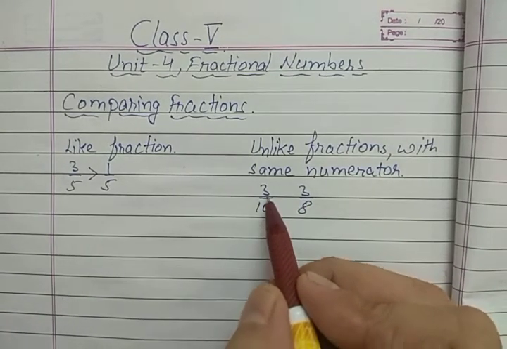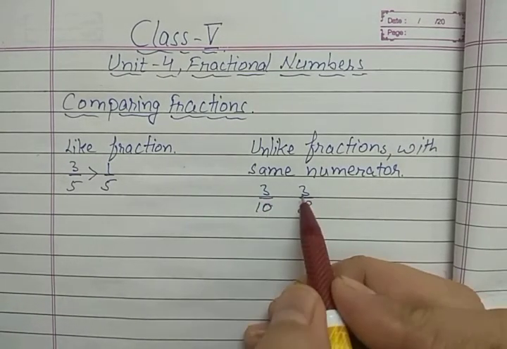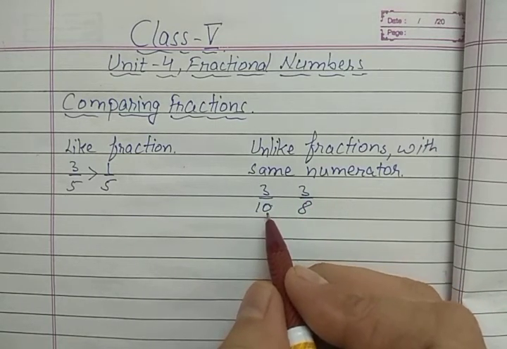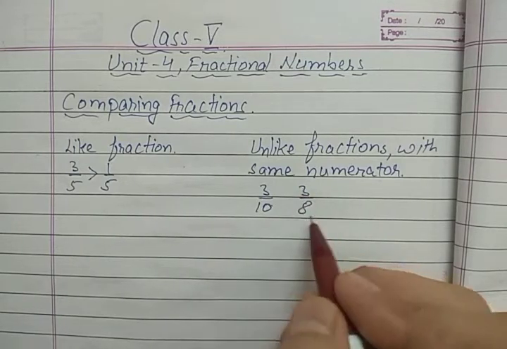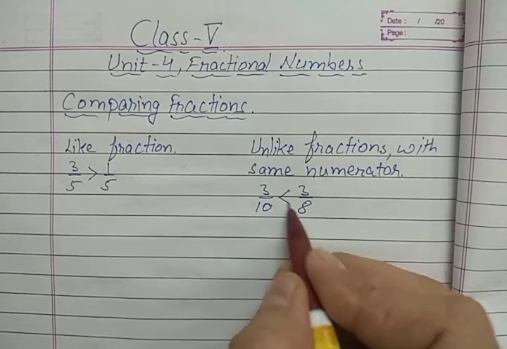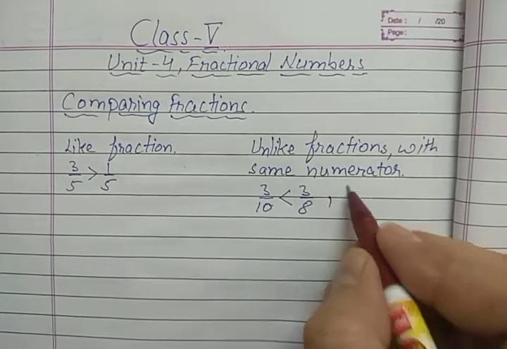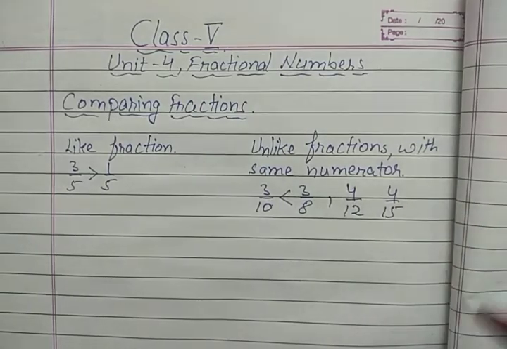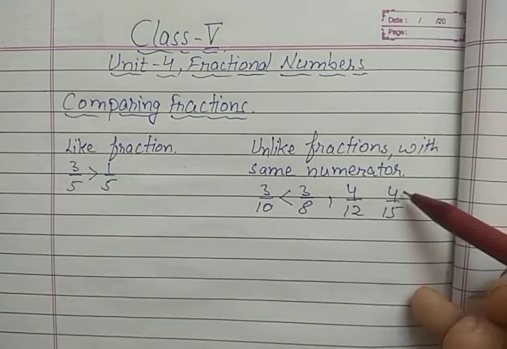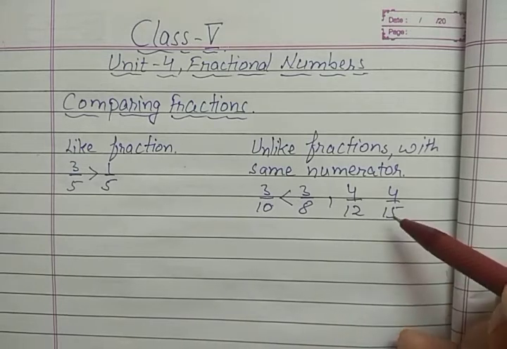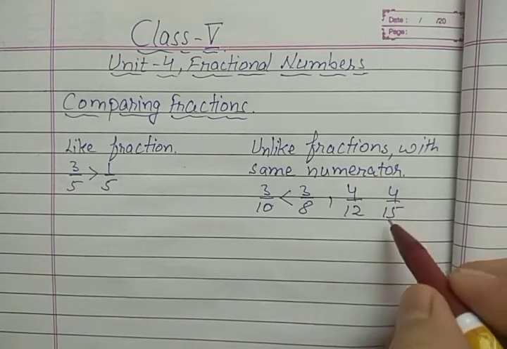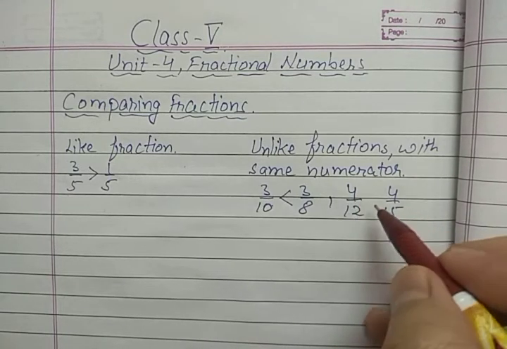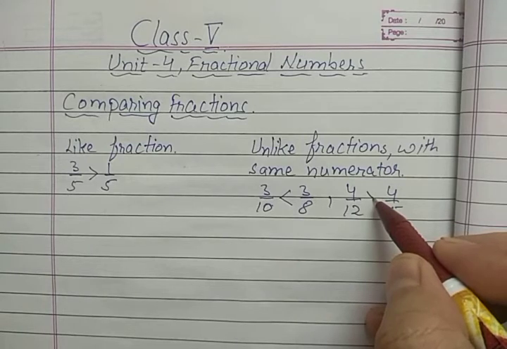For example, here 3/10 and 3/8. Here the numerators are the same but the denominators are 10 and 8. So here 10 is greater than 8. So the fraction 3/8 is greater. Let us take one more example, 4/12 and 4/15. Again the numerators are the same and we have to see the denominators. So 15 is greater than 12. So 15 is greater, which means the fraction 4/12 will be greater.